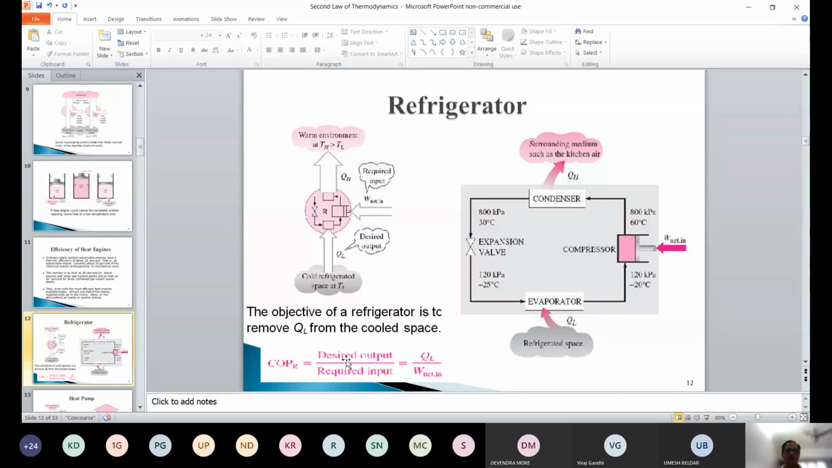So the desired output is how much heat is removed from the refrigerator, which is QL, divided by the heat or energy input to the refrigerator, which is WN. So that is the coefficient of performance. And normally if the coefficient of performance is higher, that means your refrigerator is more efficient.